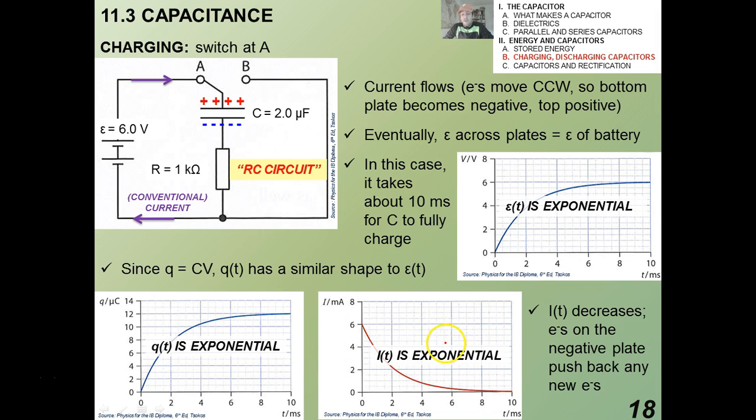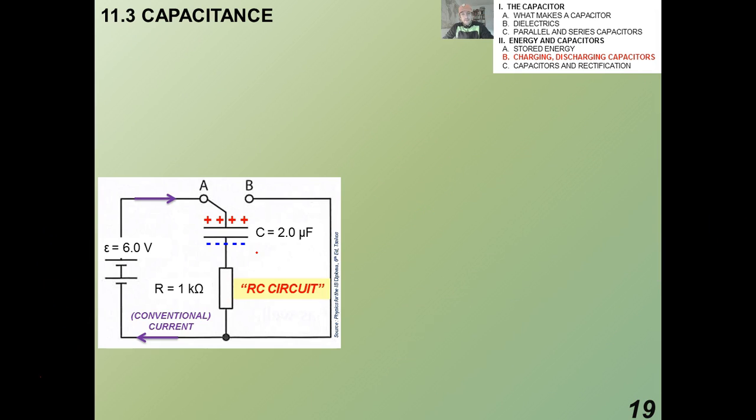It decreases because the electrons on the negative plate, when they pile up, push back any new electrons that try to get to that plate. But it turns out that it's an exponential function that goes down instead of up, like Q of t and V of t. Okay?